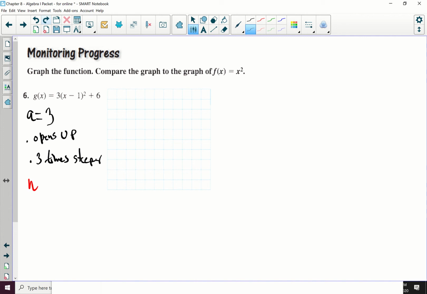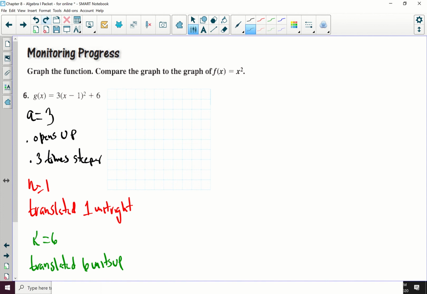But we know that h is equal to 1, right? 1 prior to the substitution. So that means it translates 1 unit to the right. Also, we have that k is equal to 6. That means that the whole graph is translated 6 units up. Okay, so let's see. That's a, h, and k.